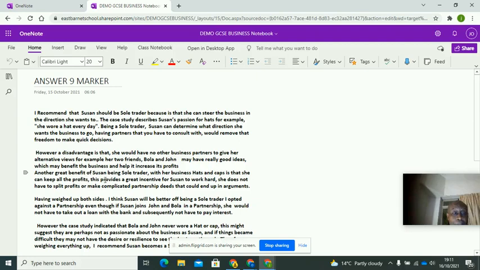Okay. Another great benefit of Susan being a sole trader with her business, hats and caps, is that she can keep all the profits. Okay, why is that a benefit? Explain. Make the point, explain, okay? This will provide an incentive for Susan to work hard. She does not have to split profits or make complicated partnership deals that could end up in argument.